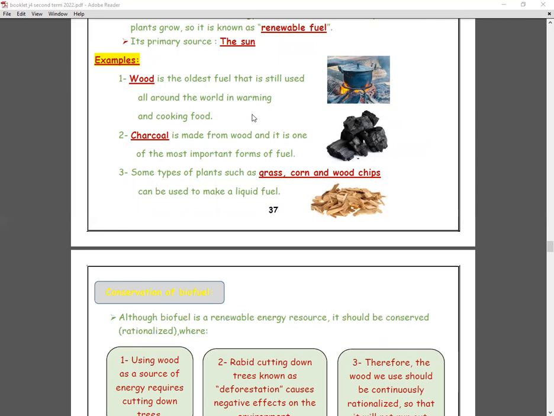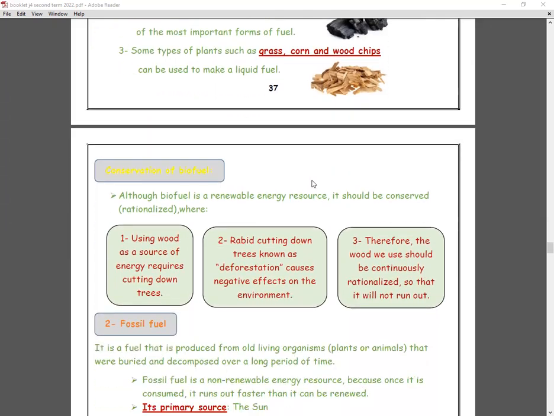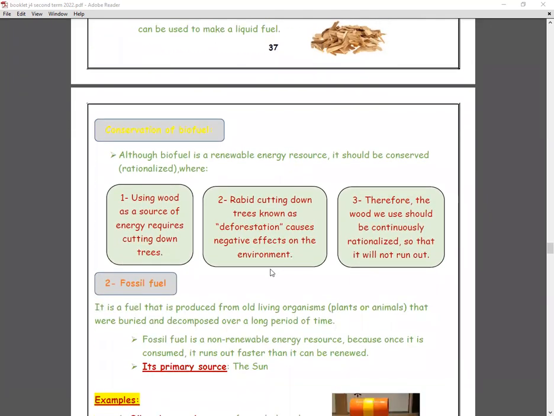But grass, corn, and wood chips recently can be used to make almost a liquid fuel. Liquid fuel like what? That we will study after that, okay? Liquid, you know what's meant by liquid, like water, something liquid, okay?